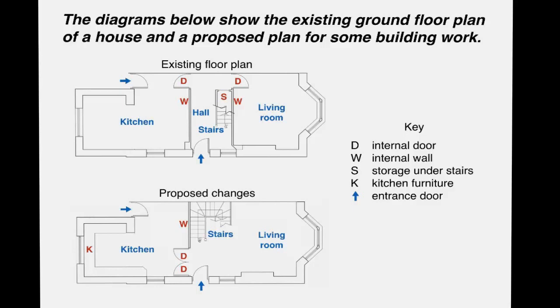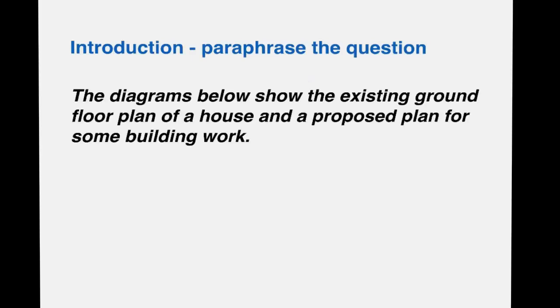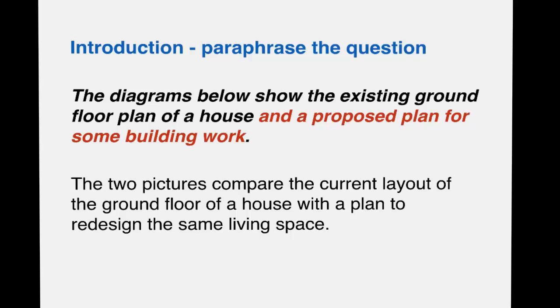Okay, let's go through our normal process of writing 4 paragraphs. Introduction, overview, and 2 paragraphs of details. Starting with the introduction, we just need to paraphrase the question. Here's the question again, and we'll go through section by section, rewriting. First, the diagrams below show. I've written the 2 pictures compare. The existing ground floor plan of a house, the current layout of the ground floor of a house, and a proposed plan for some building work with a plan to redesign the same living space. And that's the introduction finished.